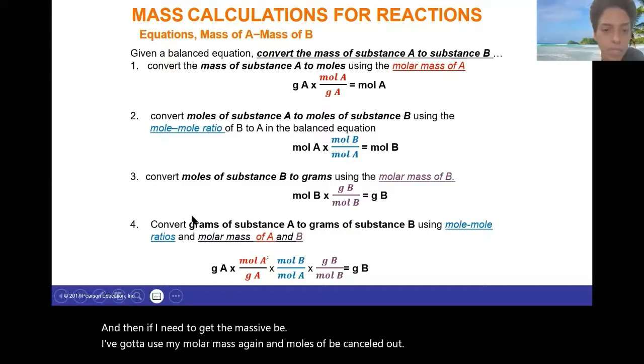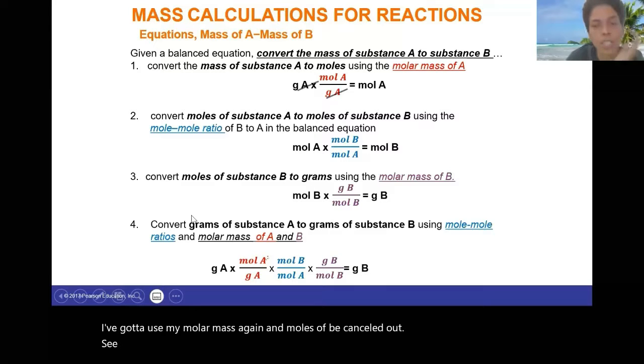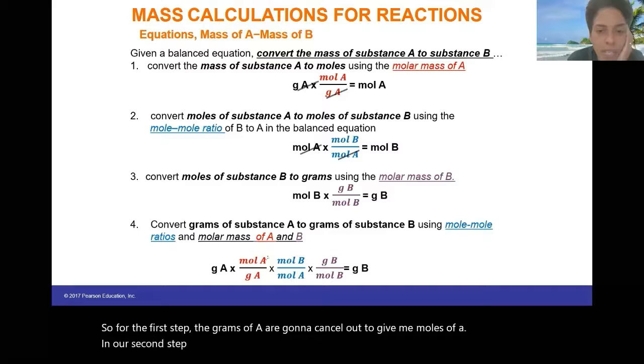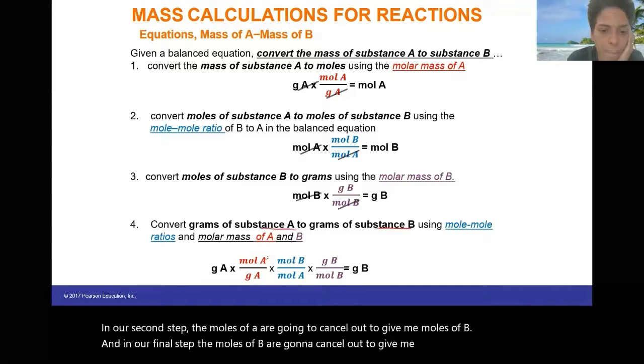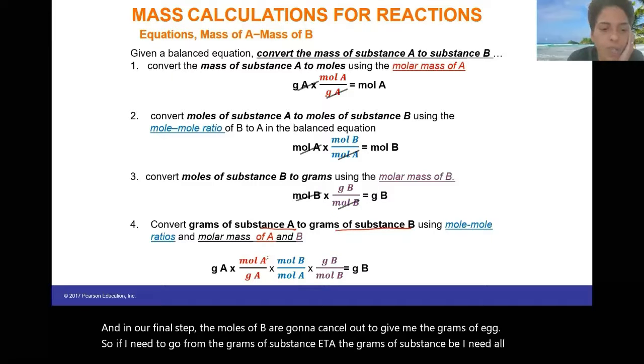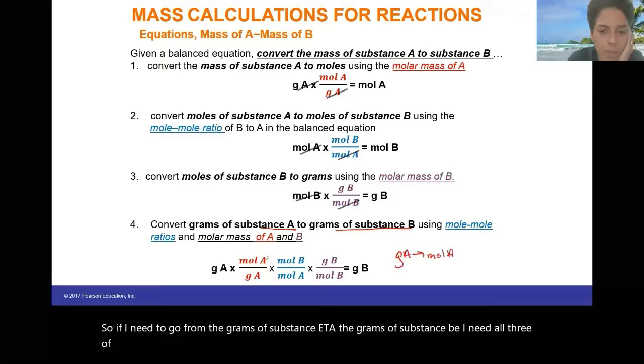So let's see what I got on here. So for the first step, the grams of A are going to cancel out to give me moles of A. In our second step, the moles of A are going to cancel out to give me moles of B. And in our final step, the moles of B are going to cancel out to give me the grams of B. So if I need to go from the grams of substance A to the grams of substance B, I need all 3 of those conversions, right?